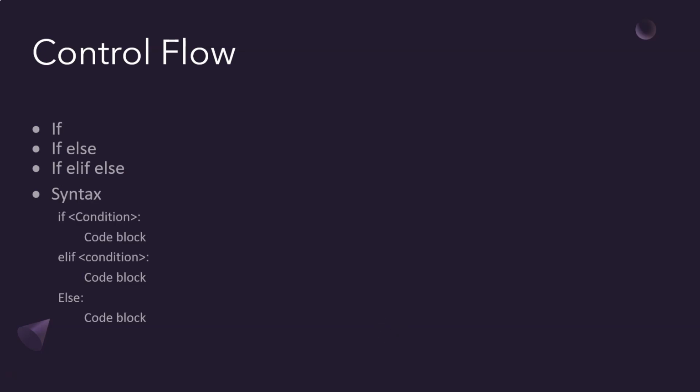We write if and a condition which results into true and false. If the condition is true, then it will run this code block. Otherwise, it will go to next one where it will check for elif, where it check for other condition. If that condition is true, it will run this code block. Else, it will return the code block which is written at the else. Let's try it with some example.